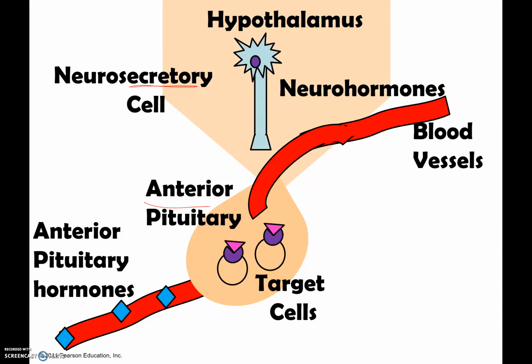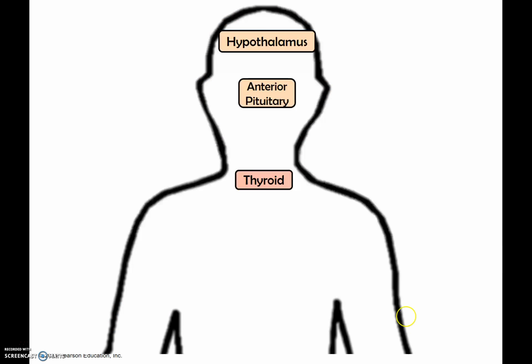So here you have anterior pituitary hormones. To summarize, the hypothalamus has neurosecretory cells that release neurohormones, and they travel in the bloodstream to their target cells located within the anterior pituitary. In response to these neurohormones, the anterior pituitary makes its own hormones that are released into the body. So we're going to look at a couple examples of anterior pituitary hormones. Here the hypothalamus releases a neurohormone. It targets the anterior pituitary.